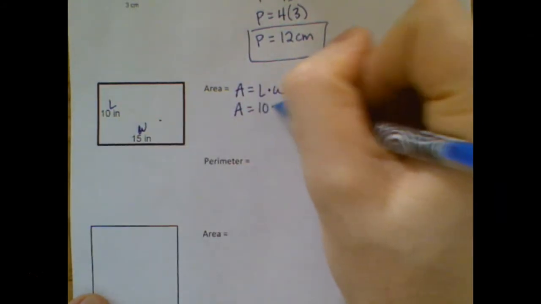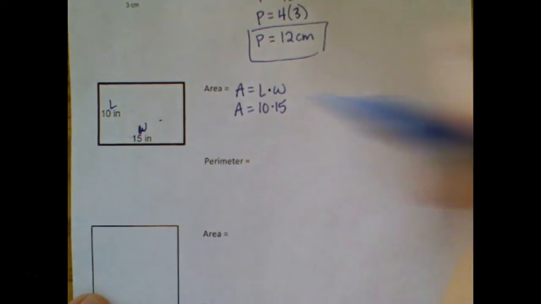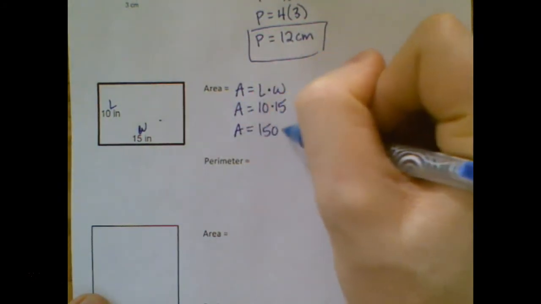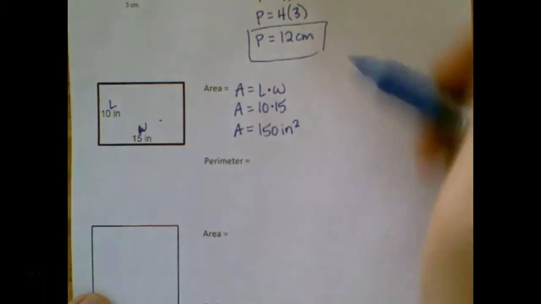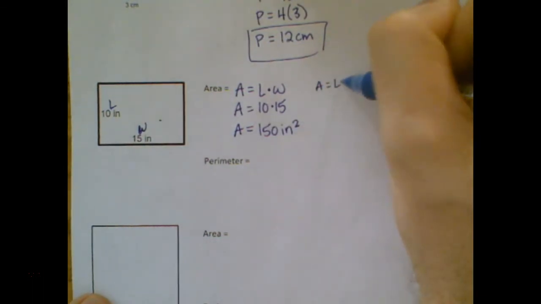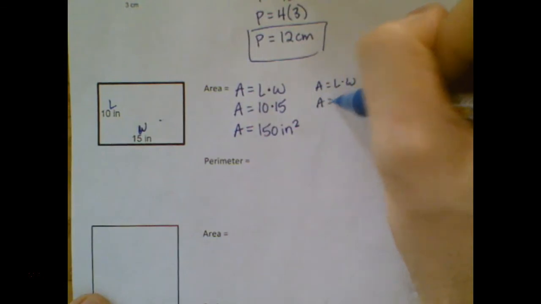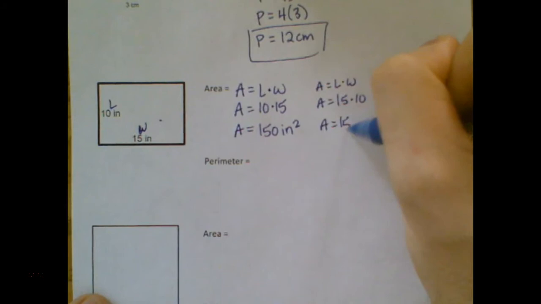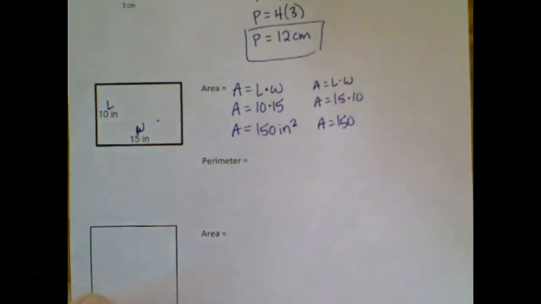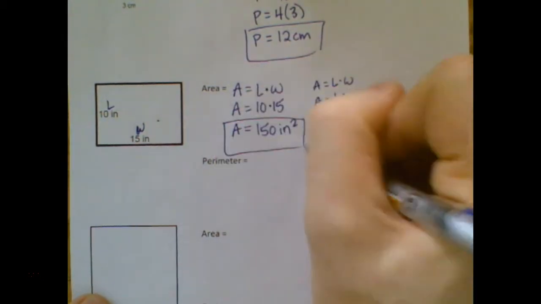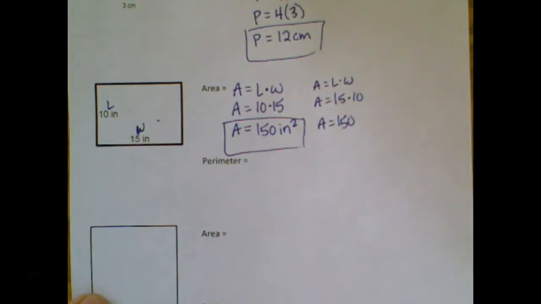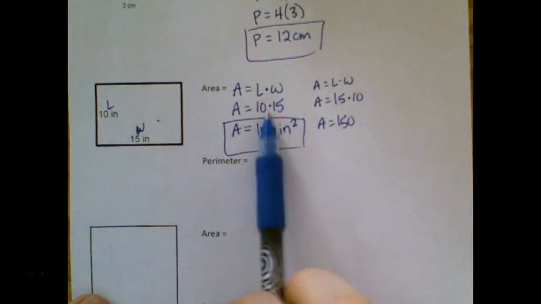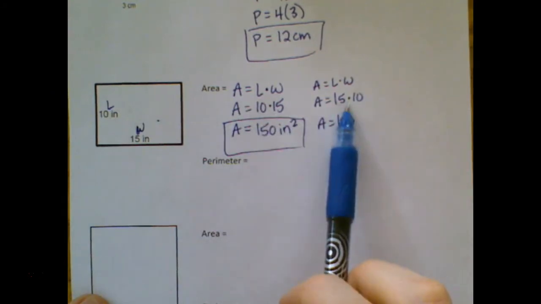Okay, 10 times 15 is 150 inches squared. If you did it the other way, and you did the length of 15 times the width of 10, you still get 150. So it really doesn't matter when it comes to rectangles which one you call the length, which one you call the width, because you get the same exact answer based on the commutative property of multiplication.